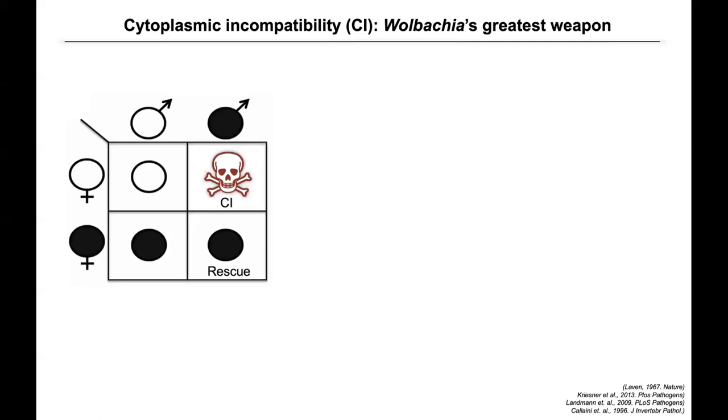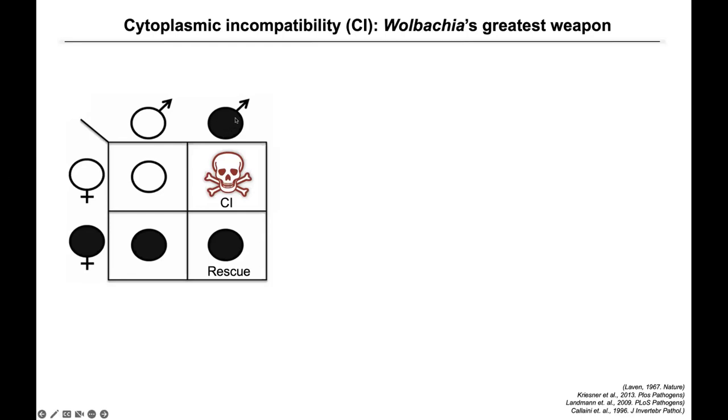So CI is being used by Wolbachia as its greatest weapon. As the name suggests, CI is an incompatibility in the cytoplasmic infection status of Wolbachia in the males versus females. Here the cross scheme is, if Wolbachia is not there in the males and in the females, indicated by unfilled symbols, there is no incompatibility, so they will mate happily and lead to offspring that hatch normally. So the progeny has no Wolbachia, but they are hatching normally.